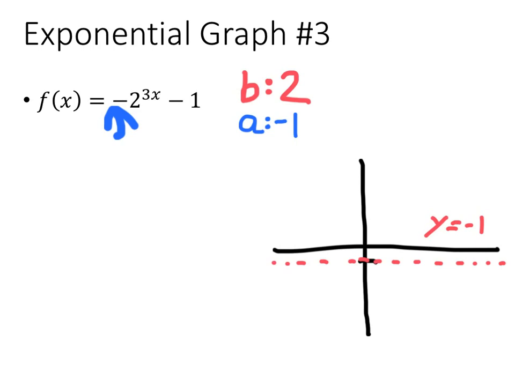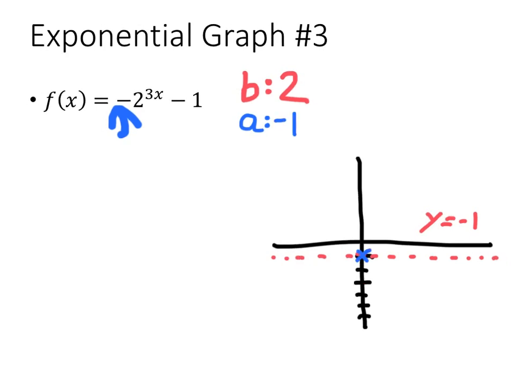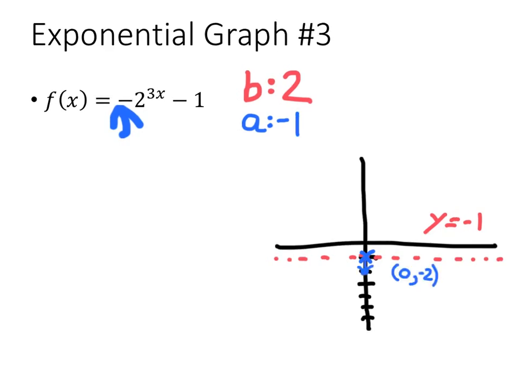Since a is -1, I know that that would originally have been the y-intercept. And then because of the translation, we're going to move that down 1 unit. Now, knowing that my base is 2, which is greater than 1, and knowing that I have a reflection over the x-axis, I know my graph is going to look like this. So an exponential growth graph upside down.